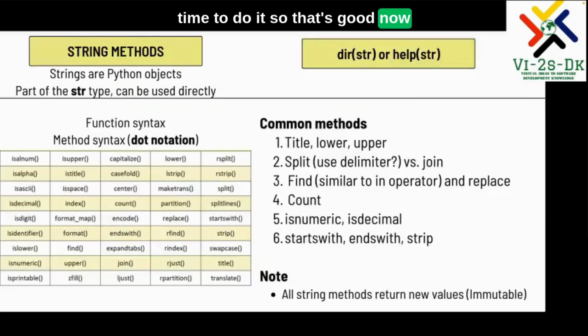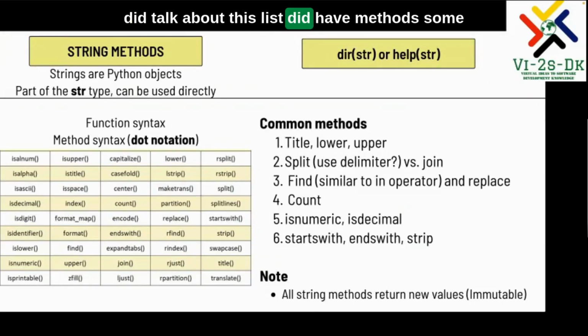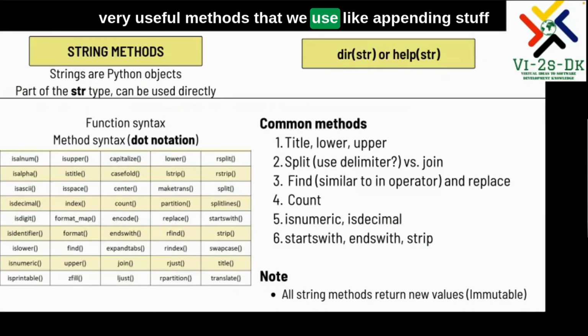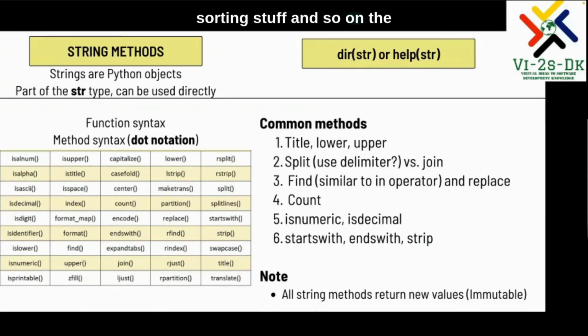That covers the basics of a string so far, and we took quite enough time to do it, so that's good. Now, we did talk about lists. Lists did have methods, some very useful methods that we use, like appending stuff, sorting stuff, and so on. The same holds for strings. Strings have methods. So first thing again, strings are Python objects.